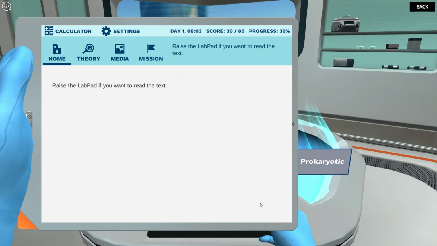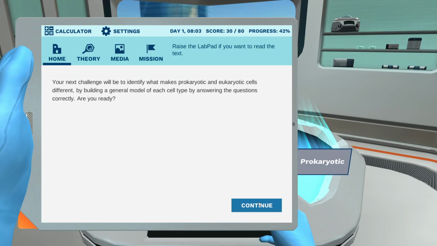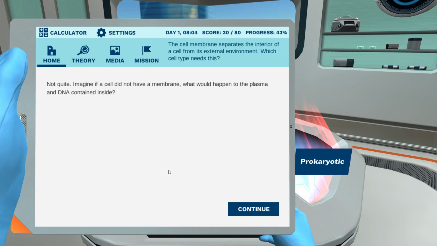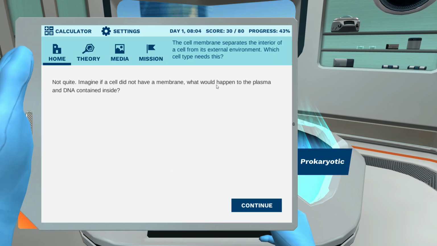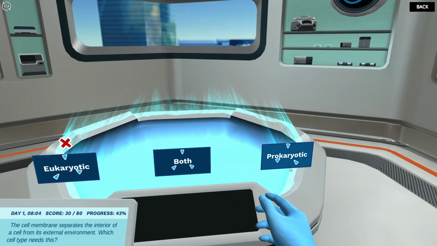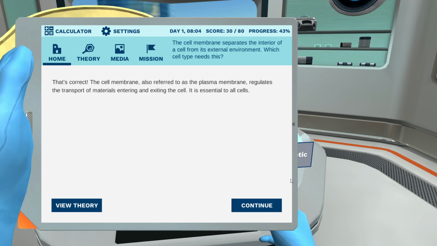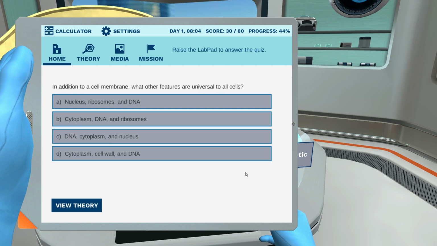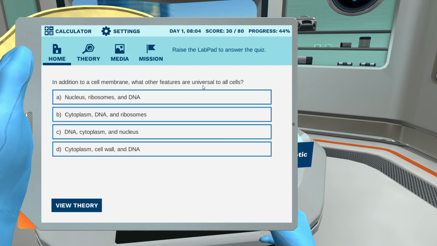The cell membrane separates the interior of a cell from its external environment. Which cell type needs this? Not quite. That's correct. The cell membrane. In addition to a cell membrane, what other features are universal to all cells?